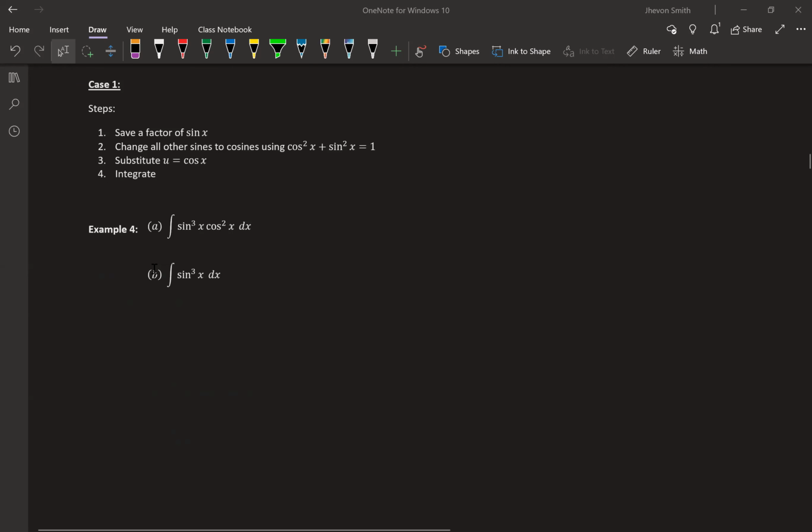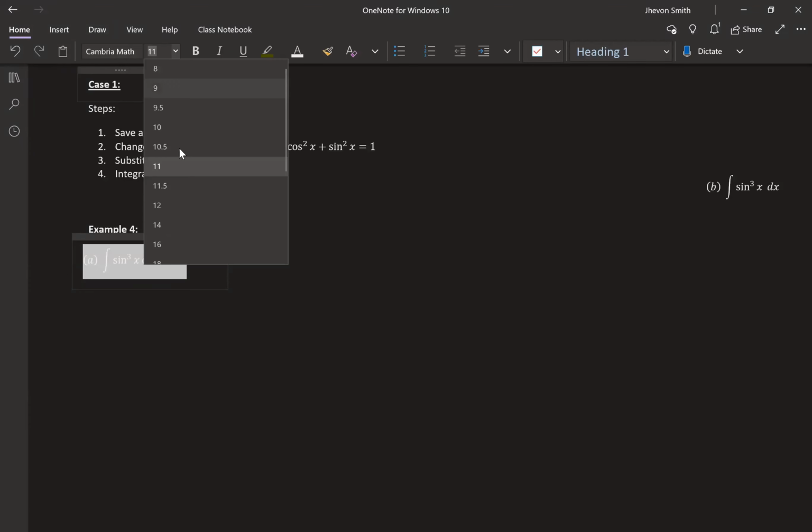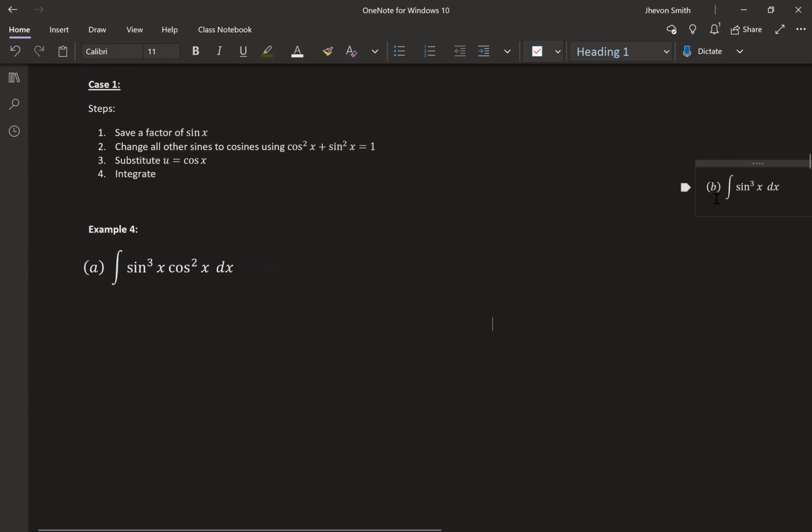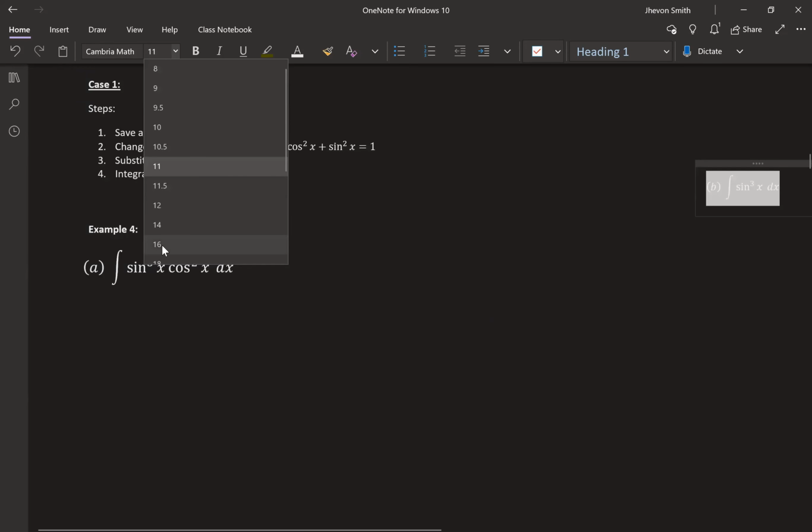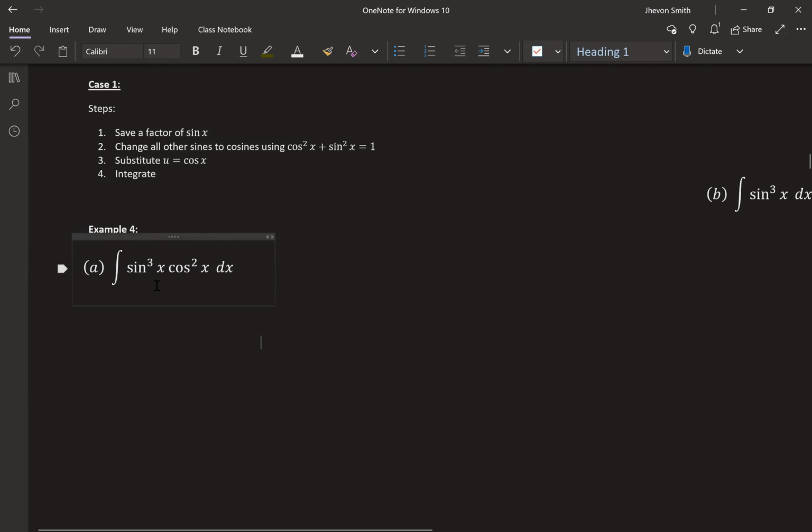Let's actually see this in action. Let me do the first example for you. Let's make this a little bit bigger. Here's this random integral that shows up. It is a product of sines and cosines. If I see this on a quiz or a test, I'm going like, oh yeah, Jhevon told us about this in class. What did he say was the rule again? All right, so you have an odd power of sine and an even power of cosine.